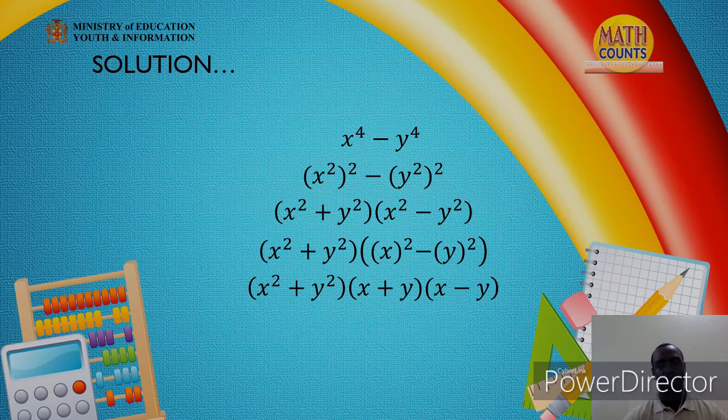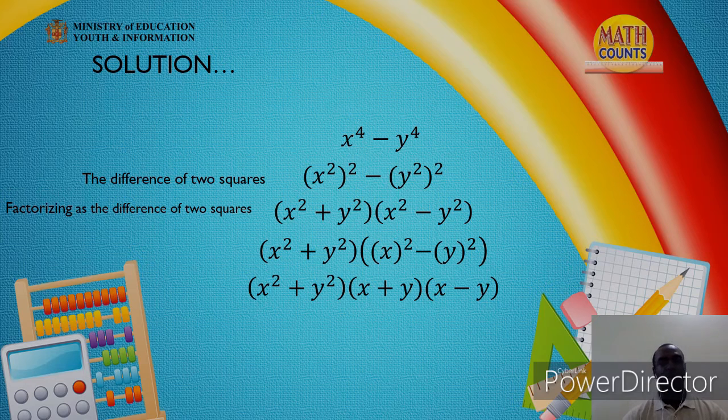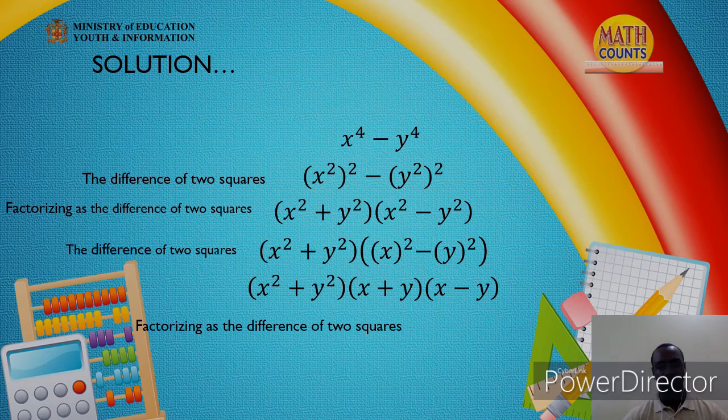And once you have done that, you double check and ensure that you have gone through all the necessary steps and you did not overlook any procedure. And since there is nothing else to factorize, then you have completely factorized x raised to the 4th power minus y raised to the 4th power.